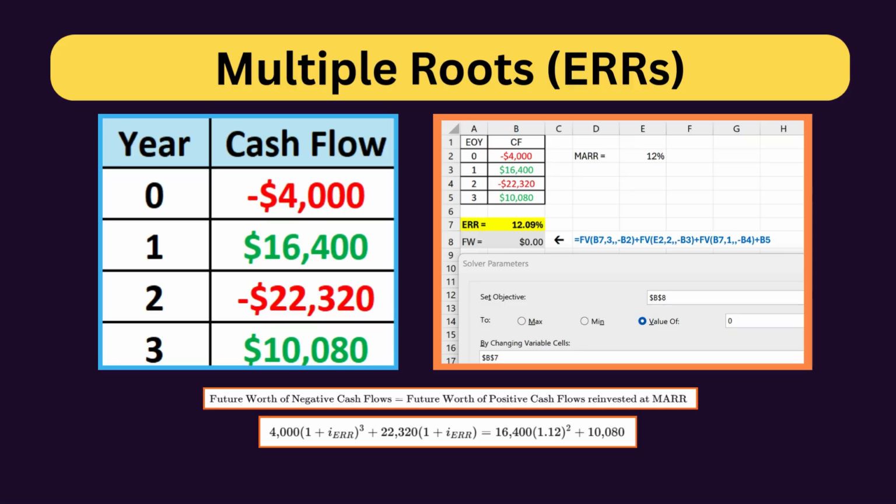Assuming a MARR of 12%, we first compound all positive cash flows to the end of year 3 at 12%. We then compound the negative cash flows to the same point using the unknown ERR. Setting those future values equal and solving gives an ERR of about 12.09%. This equation isn't easy to solve by hand, so in practice, Excel's solver or goal-seek tools are the best option. Because the ERR of 12.09% is greater than the MARR of 12%, the investment is economically acceptable. Most importantly, we get a single, unambiguous answer, even though IRR produced 3 different ones.